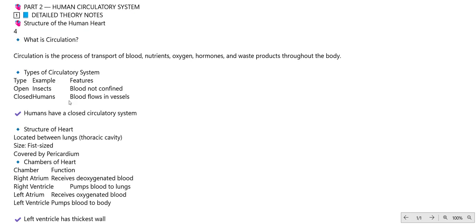Next is your human circulatory system. First is, what is circulation. So circulation is the process of the transport of the blood, nutrients, oxygen, hormones and waste products throughout the body.